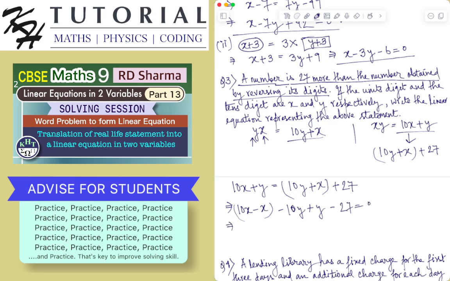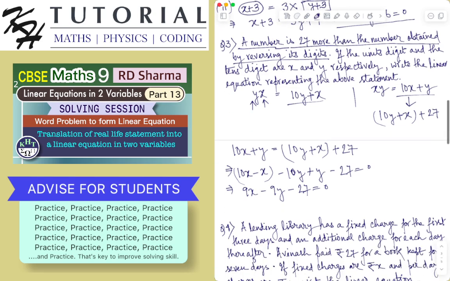This implies, simplifying, 9x minus 9y minus 27 is equal to 0. Now, whenever you have this kind of equation, always try to express a linear equation in x and y in the simplest form, meaning there is nothing you can factor out from the LHS. But clearly in this form I can see 9 is a factor of the LHS.